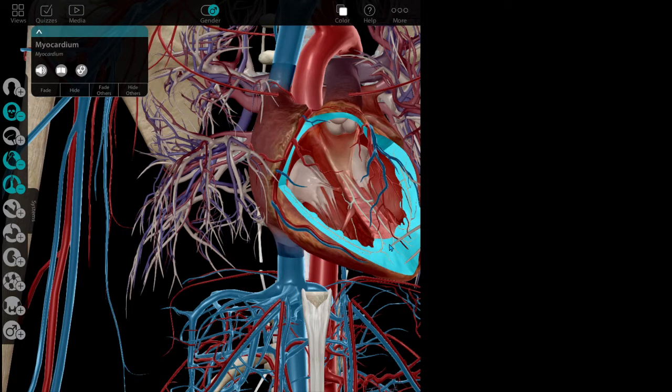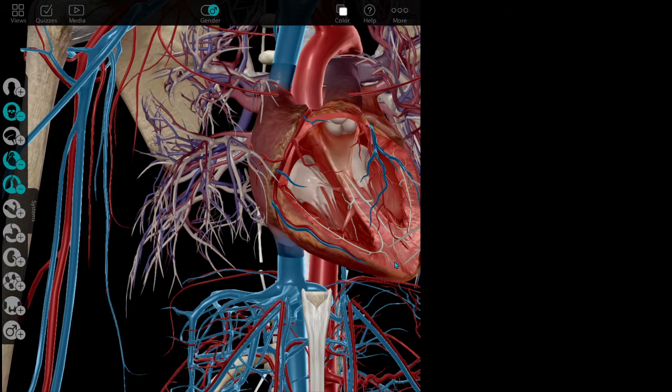Then you have your myocardium, the muscular layer of the heart. If you notice, the muscle of the left ventricle is much bigger compared to the muscle of the right ventricle. Primarily because the left ventricle pumps the blood all throughout the body while your right ventricle pumps blood to the lungs only. So the musculature needs to be bigger because its workload is bigger.